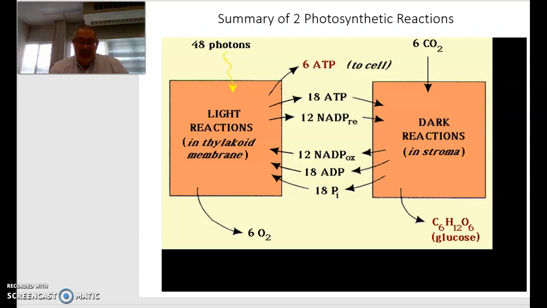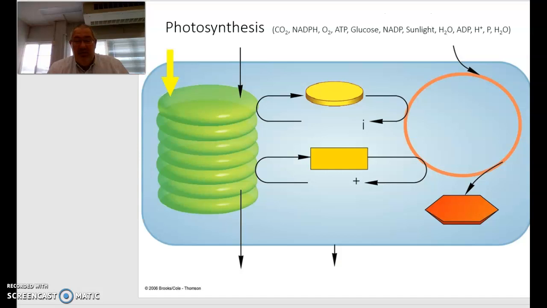Okay. And the final slide here is a chart that you could then use to study. On the left, you have the thylakoid membranes, and on the right, you have the dark reactions or the Calvin cycle. The light blue represents the stroma of a chloroplast.